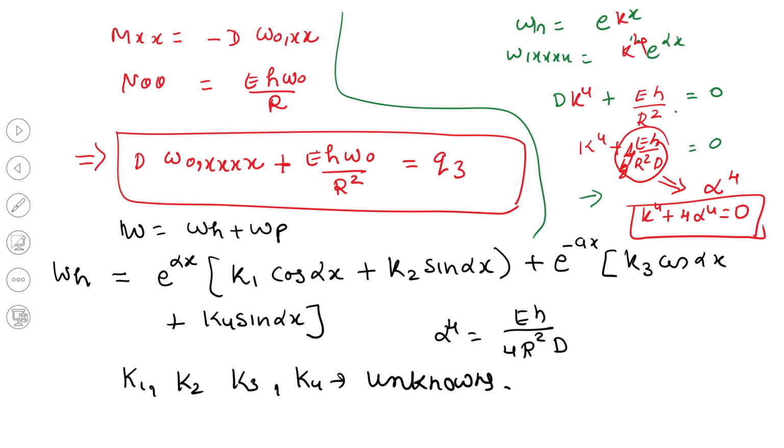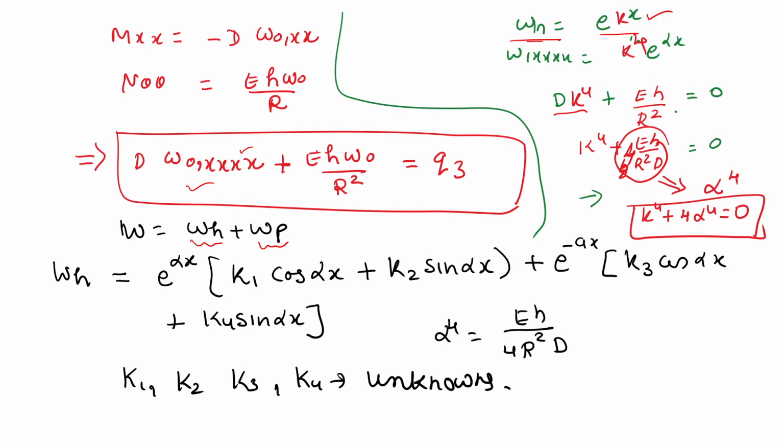If you substitute in that second equation, it leads to a fourth order differential equation in x. This equation can be solved, and we can say that there will be a homogeneous solution and a particular solution. The homogeneous solution will be when this is equal to 0. So, we can assume a homogeneous solution like e raised to the power kx. If you substitute it here, D k raised to power 4 plus E h by r square equals 0. For finding the roots nicely, we multiply with h and divide by h.